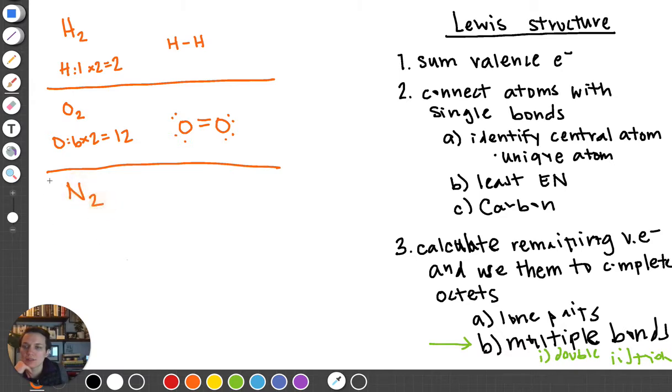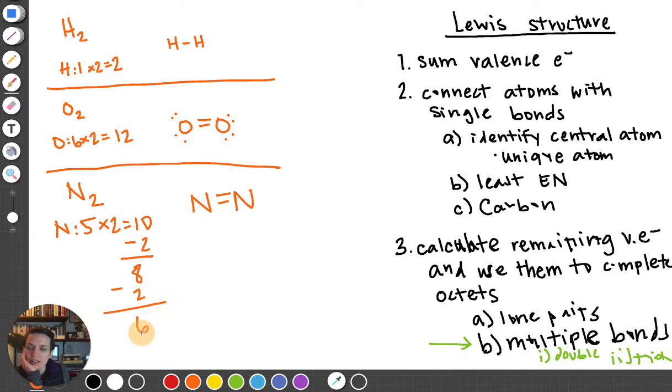Let's do one more. N2, each nitrogen is 5. 5 times 2 is 10, right? We love this chapter. It's simple math. So N connecting them gives me 8 left. Each one of these wants 6. Obviously, that's not going to be enough, so I'm going to go ahead and draw my double bond.